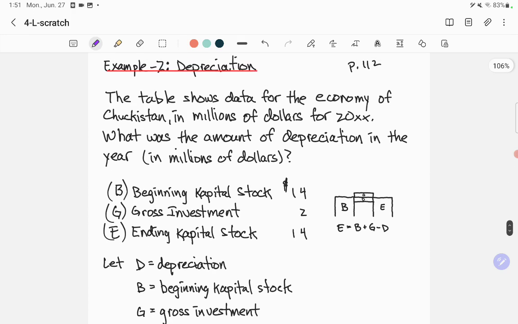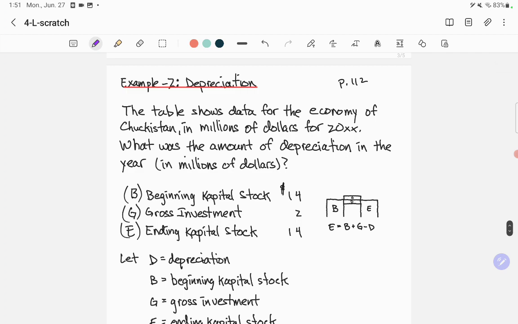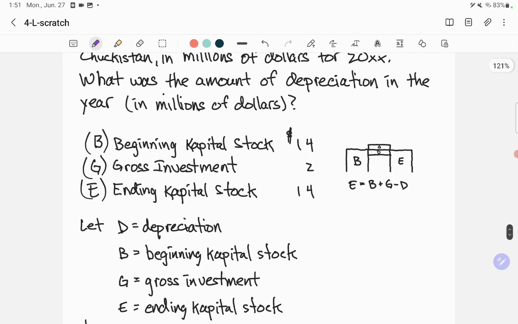Next, depreciation. The table shows data for the economy of Czechostan in millions of dollars for 20XX. What was the amount of depreciation in the year in millions of dollars? So in millions of dollars, how many decimals? Look at the data. How many decimals are in the answer? You can do hand signs. How many decimals in the answer?